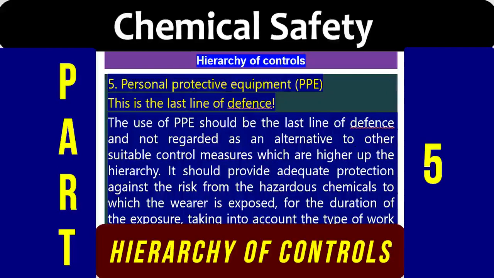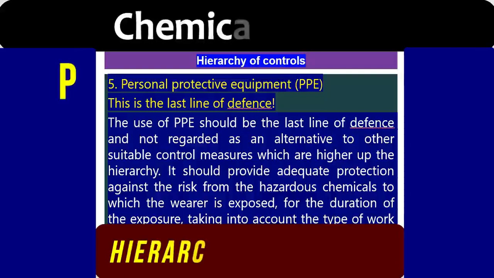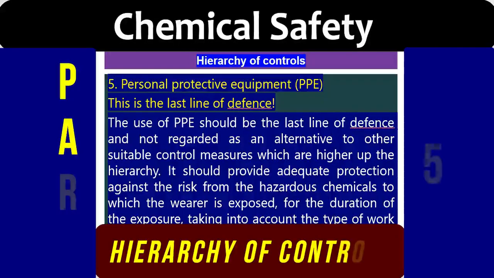Point number 5, and you know very well, this is the last line of defense. Dear friends and fellows, the use of personal protective equipment should be the last line of defense and not regarded as an alternative to other suitable control measures which are higher up the hierarchy. It should provide adequate protection against the risk from the hazardous chemicals to which the wearer is exposed for the duration of the exposure, taking into account the type of work being carried out.